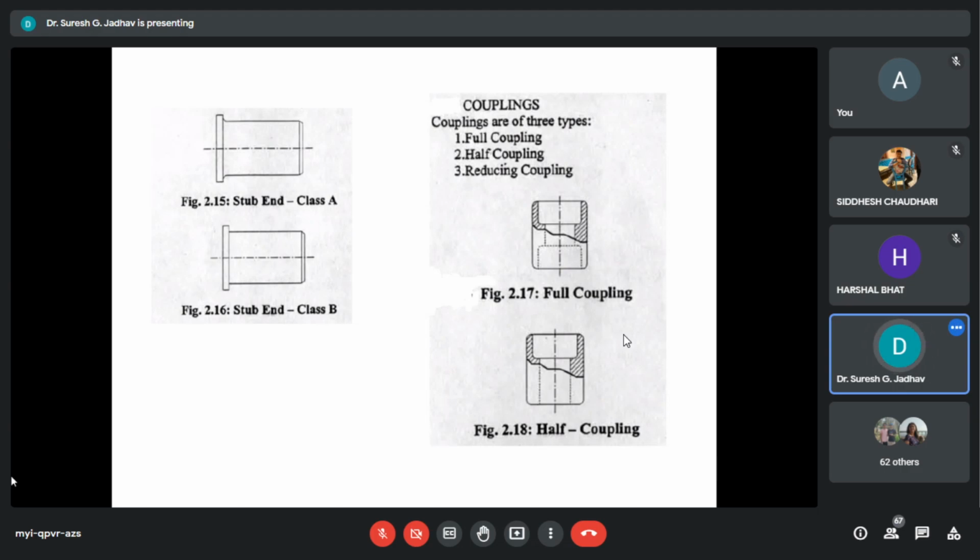Now next is half couplings. Half couplings are used for branch connections, meaning they can connect a number of pipes, two or three pipes. It is used for branch connection, and the reducing coupling is used for size reduction.